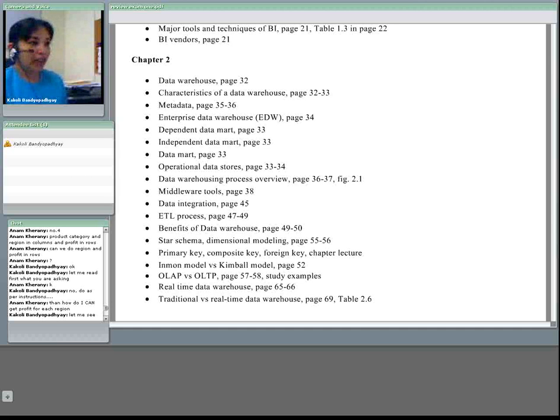Okay, then enterprise data warehouse, what is that? So it's an all-encompassing large-scale data warehouse that is used across the enterprise for decision making. Okay, it requires the integration of data from many sources into a standard format. Then you need to know dependent data mart and independent data mart, and what is data mart. Okay, data mart is a subset of data warehouse, a scaled down version of data warehouse. Okay, fewer subject areas and fewer users.